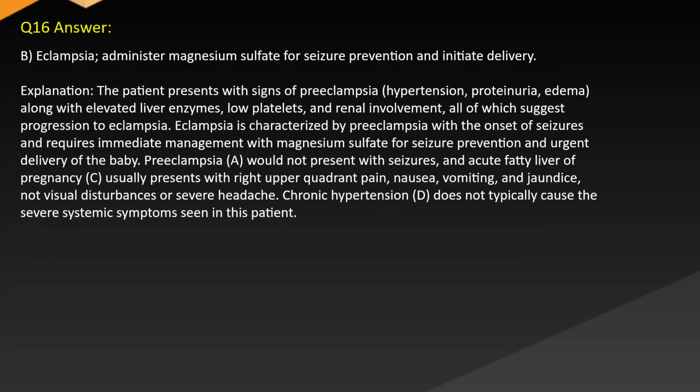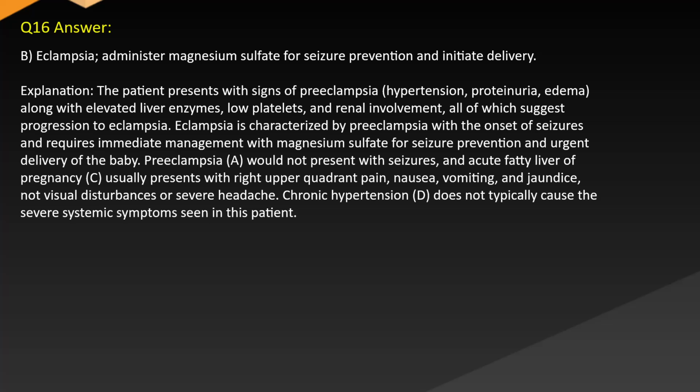Answer: B. Eclampsia. Administer magnesium sulfate for seizure prevention and initiate delivery. Explanation: the patient presents with signs of preeclampsia, hypertension, proteinuria, edema, along with elevated liver enzymes, low platelets, and renal involvement, all of which suggest progression to eclampsia. Eclampsia is characterized by preeclampsia with the onset of seizures and requires immediate management with magnesium sulfate for seizure prevention and urgent delivery of the baby.